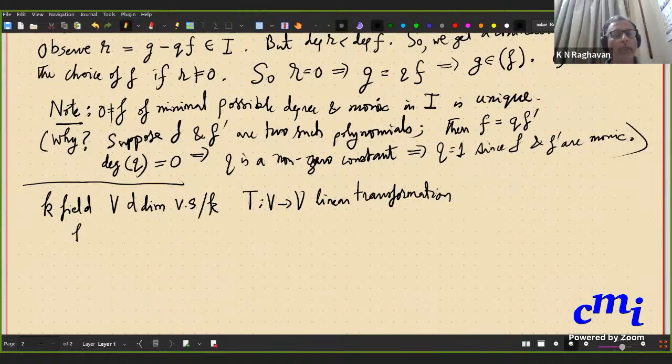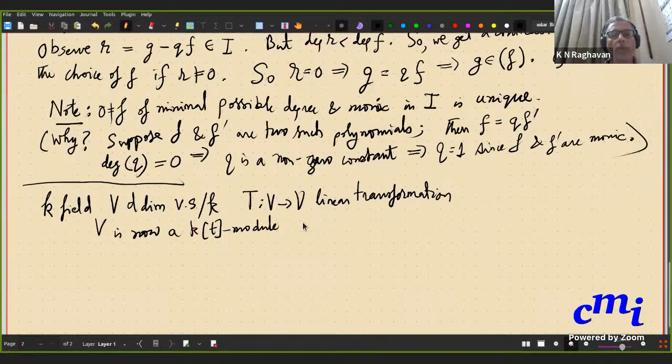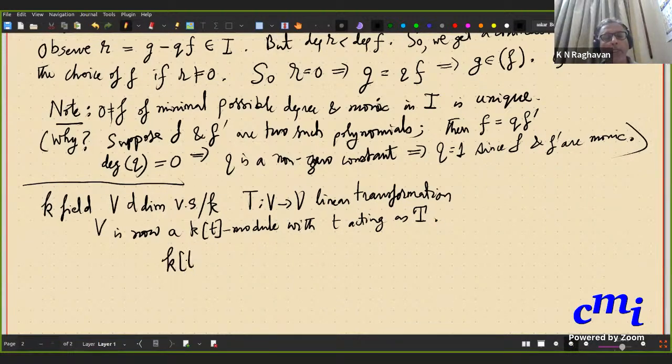So V is now a K[T]-module, with T acting as T. What this means, you can say in other words, is that you have a map from K[T] to this ring, End_K(V).